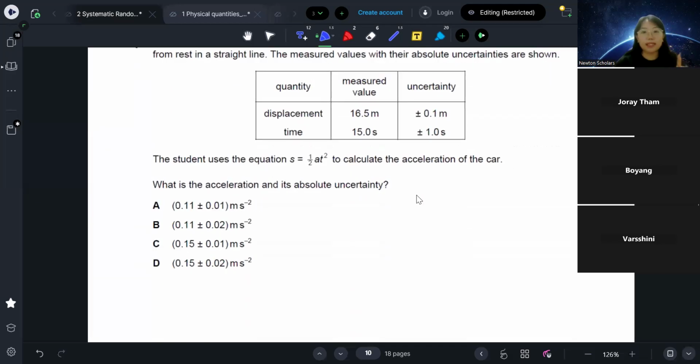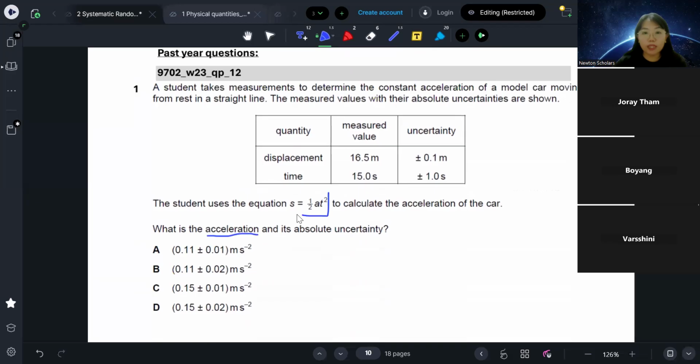Okay, first one, they want to calculate the acceleration. So this is the formula given to you. For me, I will rearrange the equation. So I'm finding out what is your a. a is equal to 2s over t squared.